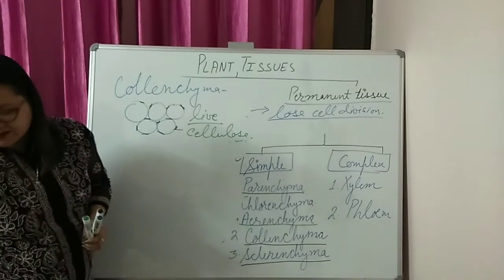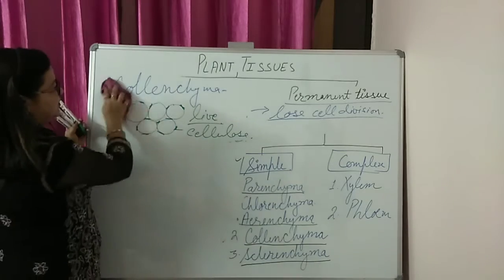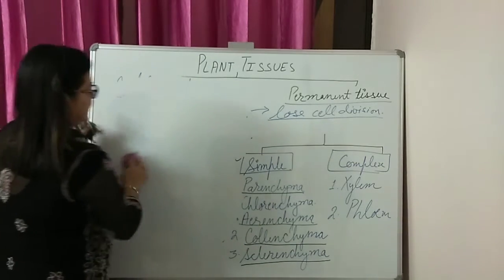Now, the next type of simple permanent tissue is sclerenchyma.